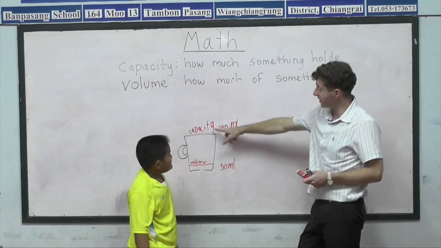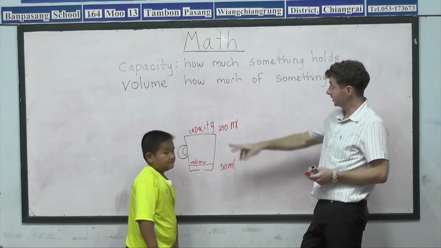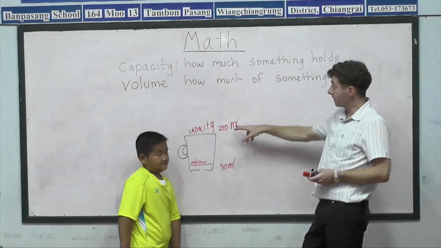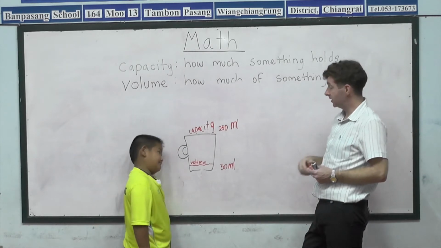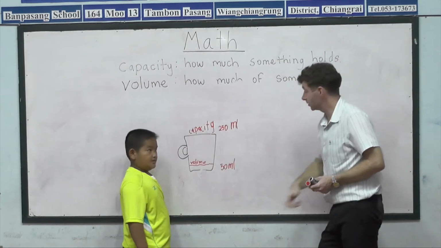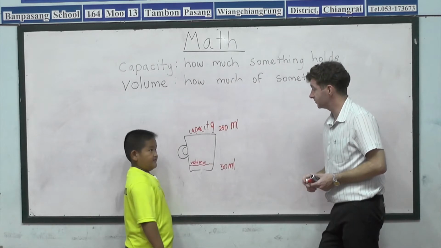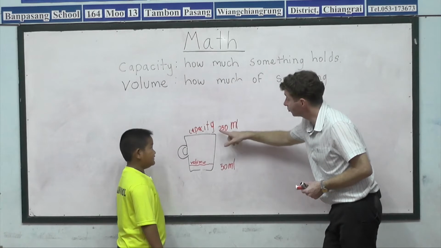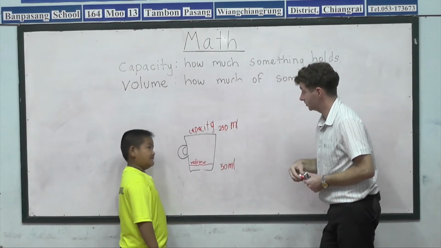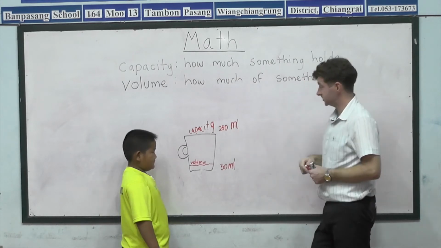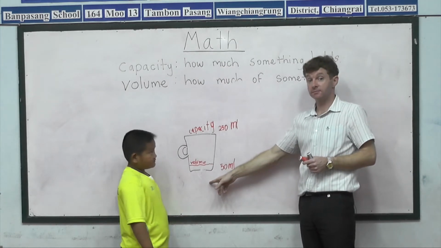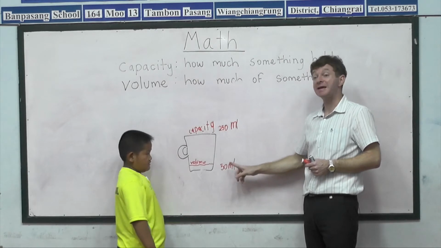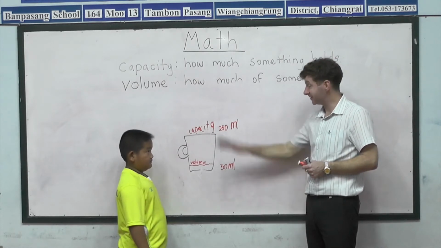So one final time, capacity, 250 milliliters. Volume, 50 milliliters. Can you say that? Capacity, 250 milliliters. But the volume, 50 milliliters. Excellent. High five.